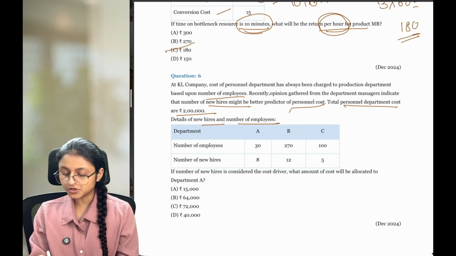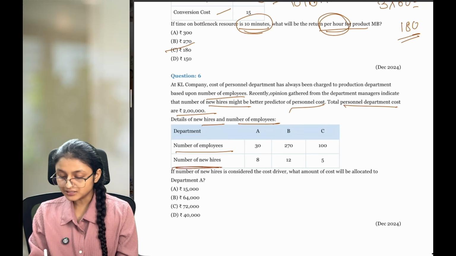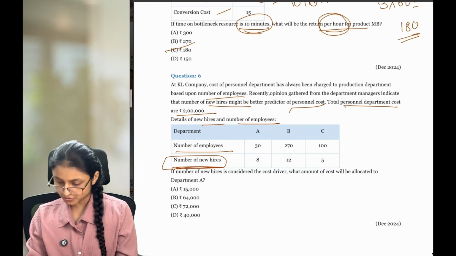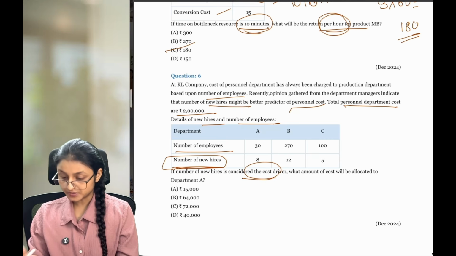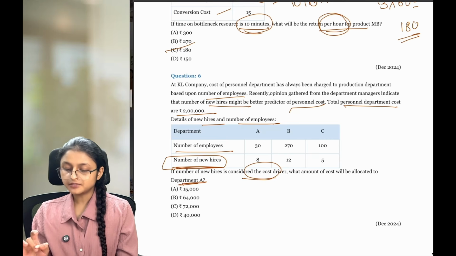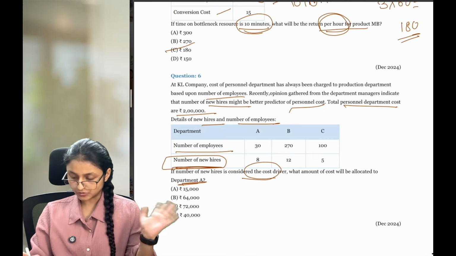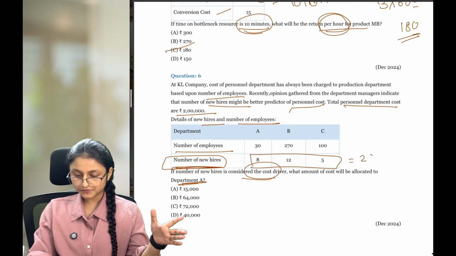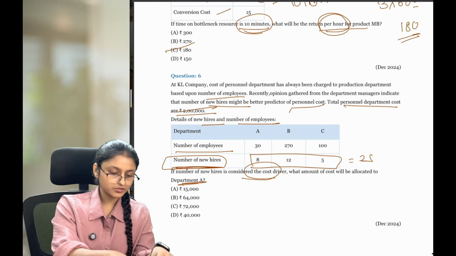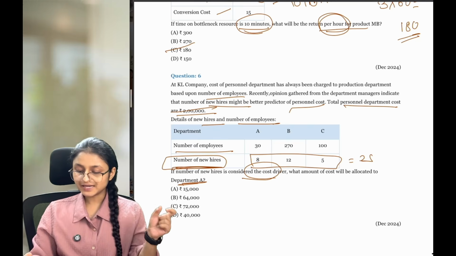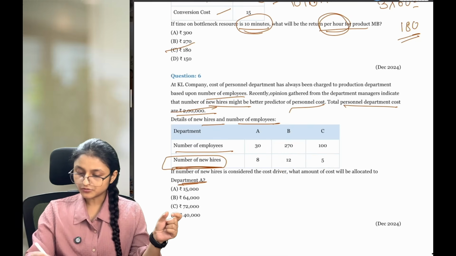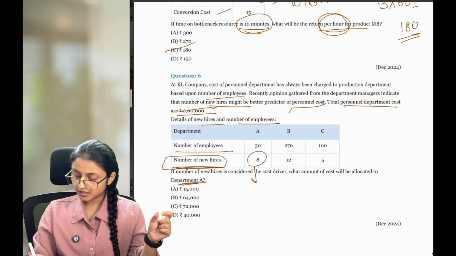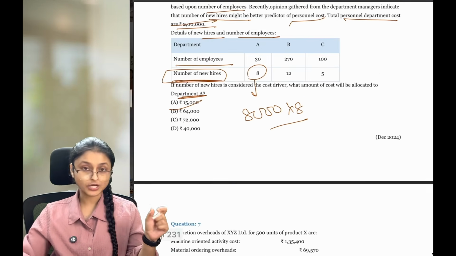Details of new hires and number of employees is given to you. On the basis of number of new hires, we are going to divide the cost, which is to be considered as the cost driver, and department A cost is what you need to calculate. So for that, I will first take the total number of new hires, that is 25. And 2 lakh is the cost incurred for these 25 new hires. That means 8,000 per new hire. We have to calculate for A. So 8,000 for every new hire multiplied by 8 new hires will give you 64,000 as the cost.